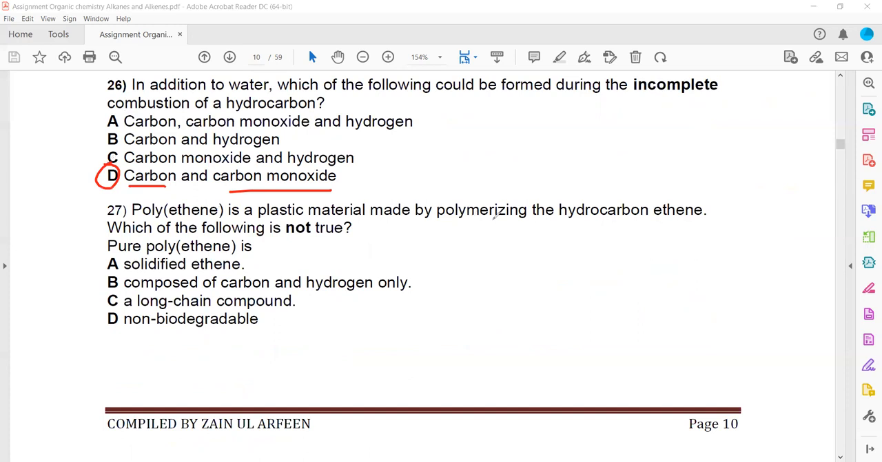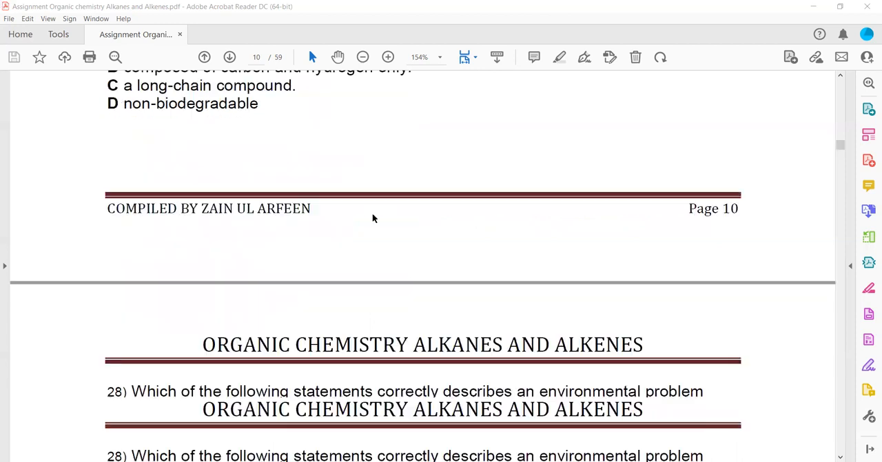And polythene is a plastic material made by polymerization of ethene. Which of the following is not true? Pure polyethylene is solidified ethene. So it is not solidified ethene, it is a different thing. It is composed of carbon and hydrogen, that's true. It is a long chain compound, it is non-biodegradable, that's true. But it is not solidified ethene. Polymers are not solidified compounds. It is a new substance which is formed by combination of small unsaturated hydrocarbons. So A is the right answer.